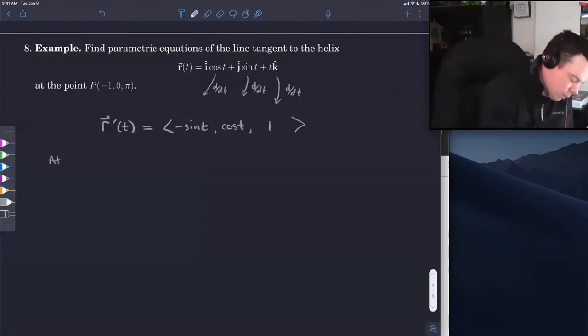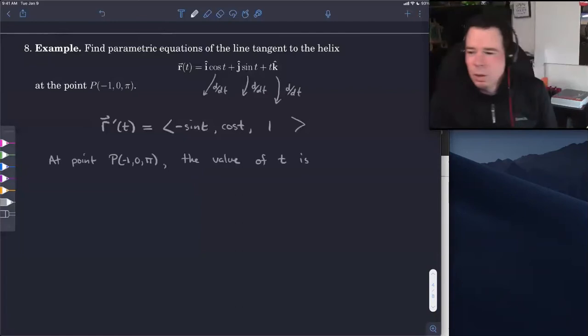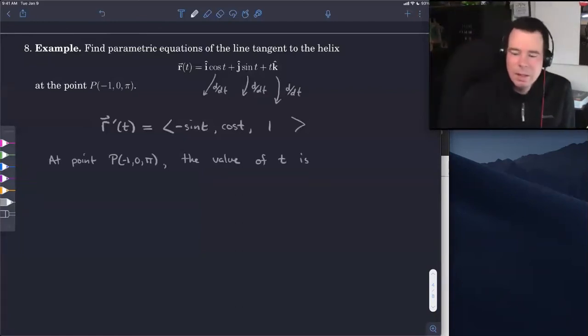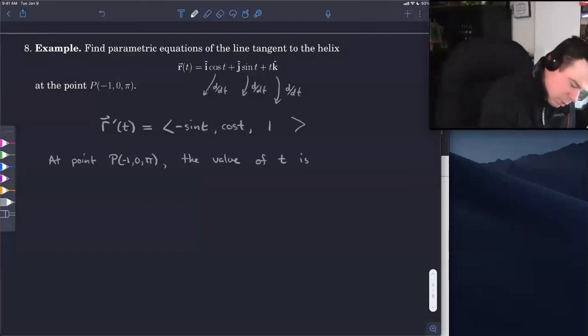We want to know the tangent vector at point P, which is (-1, 0, pi). Well, in order to do that, we need to know what the value of the parameter is there. What is the value of the parameter t that produces that point P on the curve? We got our helix there, little r of t, for any value t, that gives us a point on the helix. What is the value of t that produces the point (-1, 0, pi)? Yeah, you got it. So t is pi.